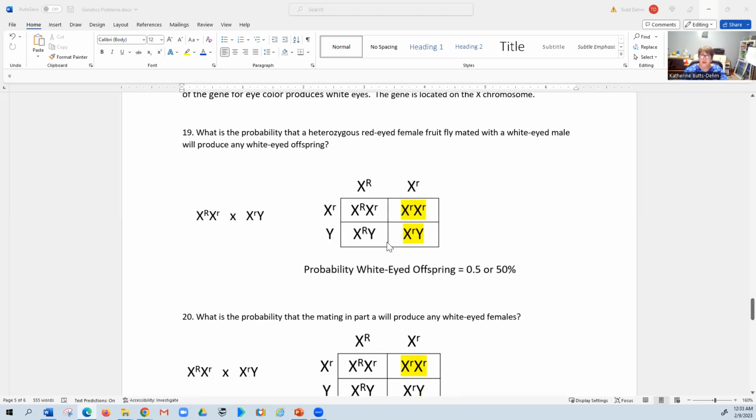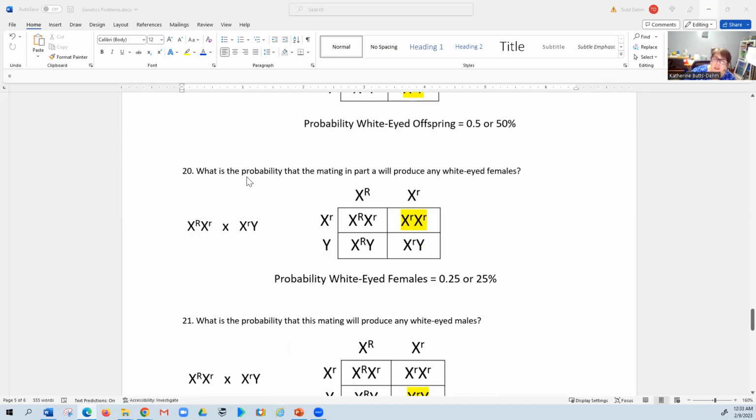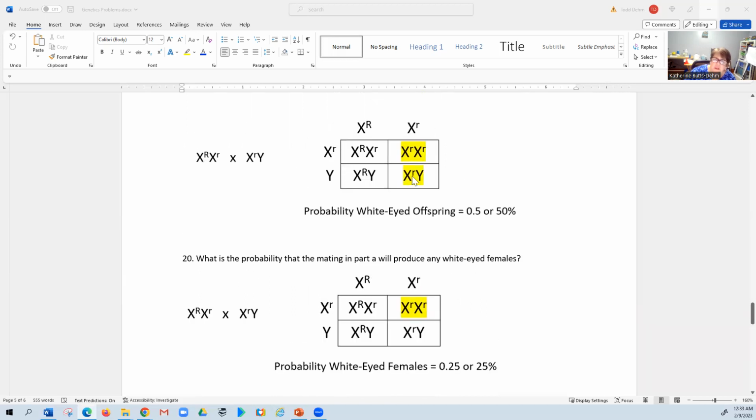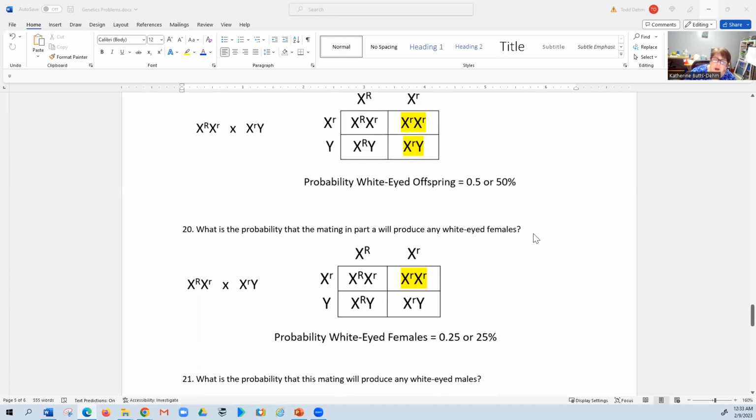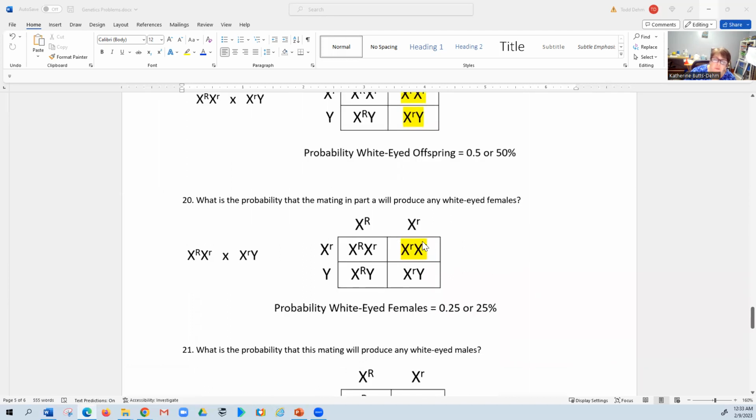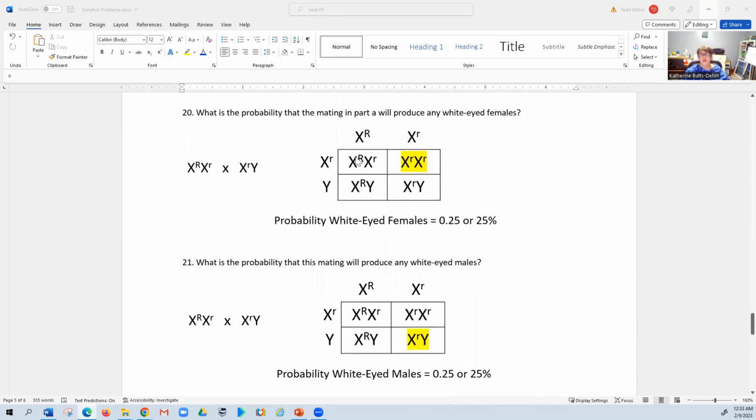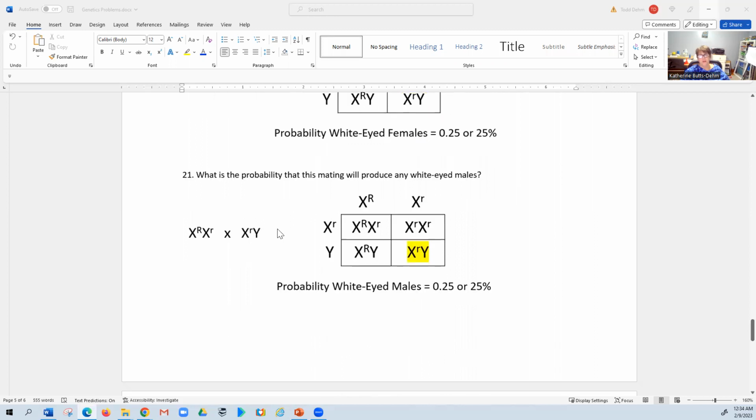Now, you want to pay attention because they might ask you what's the probability of a white-eyed male or a white-eyed female, or that one of the females will be white-eyed. So number 20, what is the probability that the mating in part 1, so it's the same thing, will produce any white-eyed females? It produces 1 in 4, so 0.25 is the probability, or 25%, of white-eyed females. Sometimes it'll say what is the probability that of the females one will be white-eyed, and then you have to go with the other females. It would be 50% of the females are white-eyed.